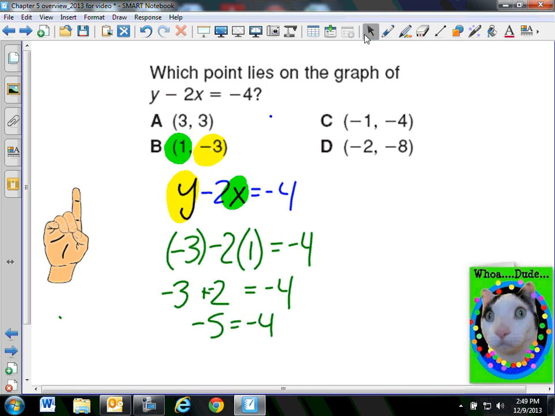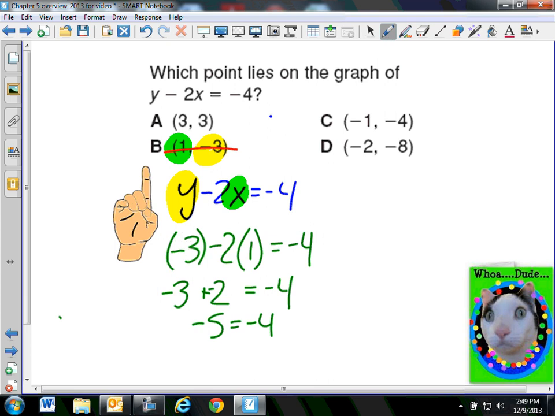Now, the question to you is, does this equal the same thing? If it doesn't, you need to know that this is not the answer. So we're going to cross this off. This is not the answer. Okay? Let me jump into the other answer over here.